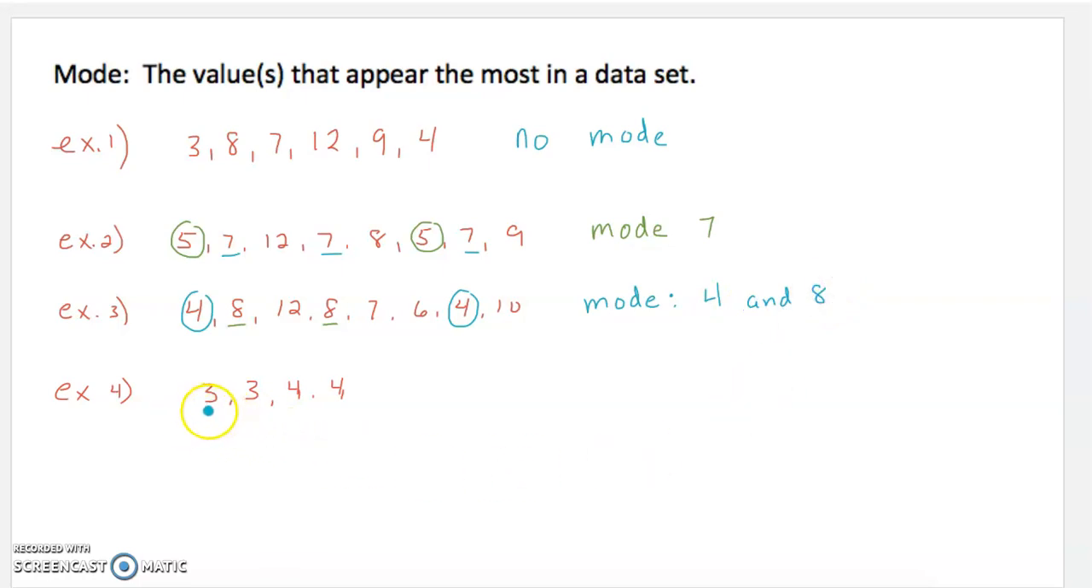And the last one here, I have 3, 3, 4, 4. Now there are no numbers here that appear more than any other number. So therefore, there is no mode. Now, let's just say I added another number. Let's say I added another 3. Well, now all of a sudden, there is a mode. And the mode would be 3, because the 3 appears more than any other number.